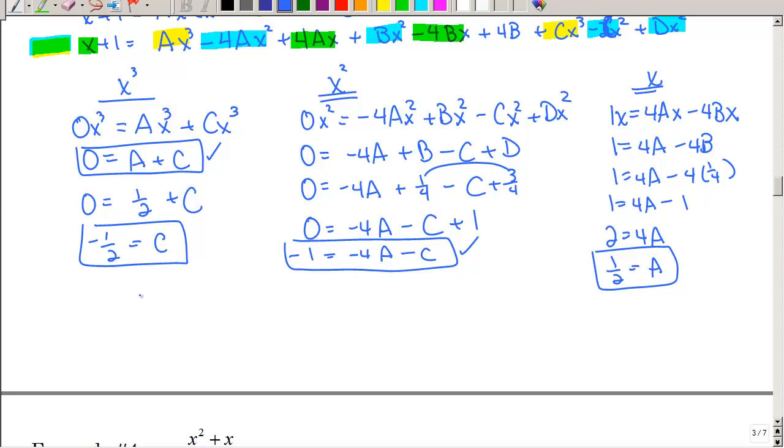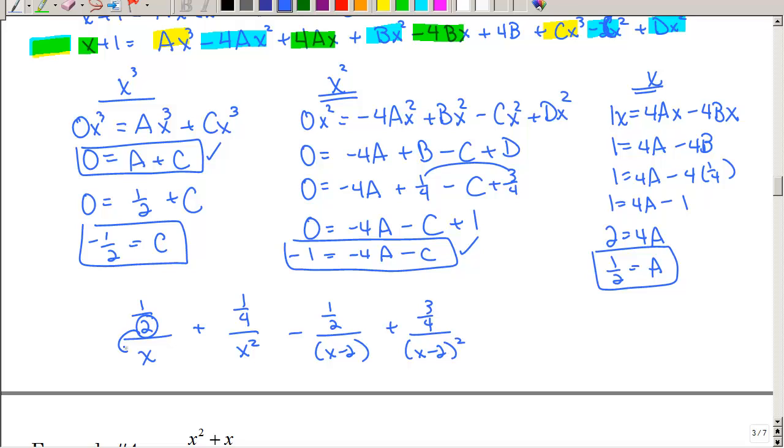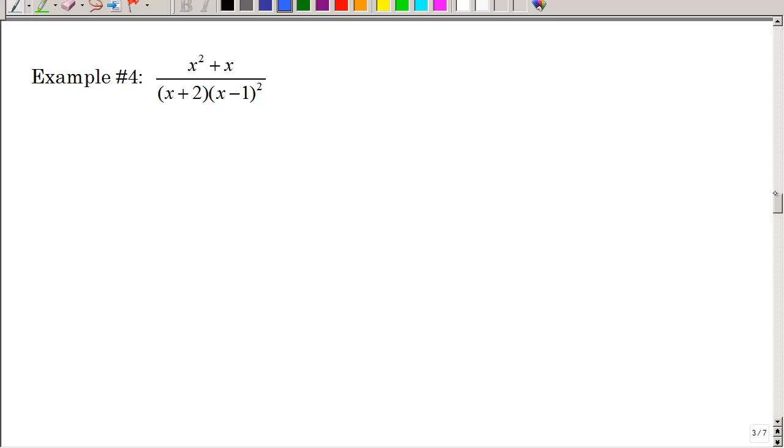So remember we had a over x plus b over x squared plus c over x minus 2 plus d over x minus 2 squared. Again, you could rewrite those where those come back down here. But again, you could stop at just telling me what those constants are. So why don't you take a minute, pause the video, and see if you could set example number 4 up.